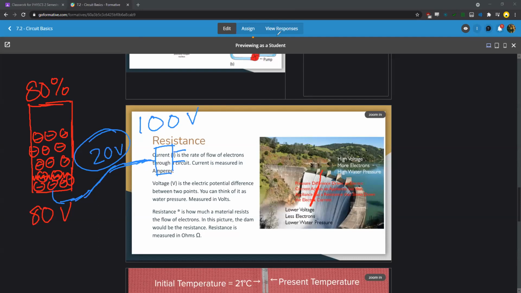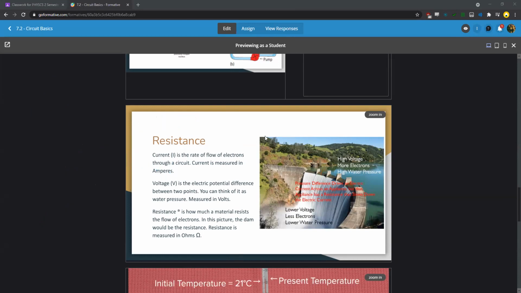This is basically how basic electricity works. Basic electricity works because you have a potential difference, so you have a flow of electrons. Yeah, it's going to slow down. The rate of charge will slow down.